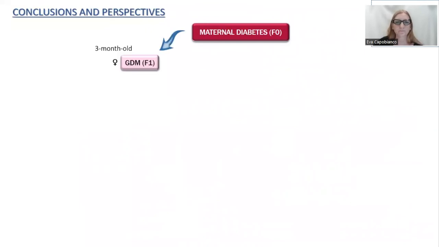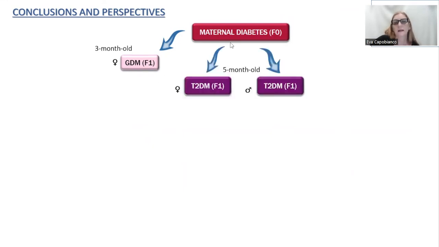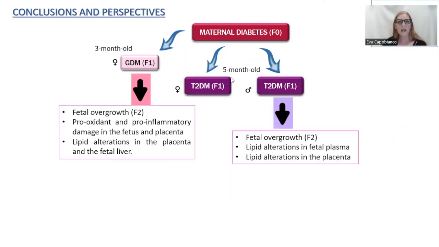So we can conclude that maternal diabetes leads to the development of gestational diabetes mellitus in their female offspring of 3 months of age, and maternal diabetes also programs type 2 diabetes in male and female offspring of 5 months of age. And when we study the next generation, we have a lot of works on the study of GDM, where we observed an increase in fetal growth. We evidenced pro-oxidant and pro-inflammatory damage in the fetus and placenta, and also lipid alterations in the placenta and fetal liver.